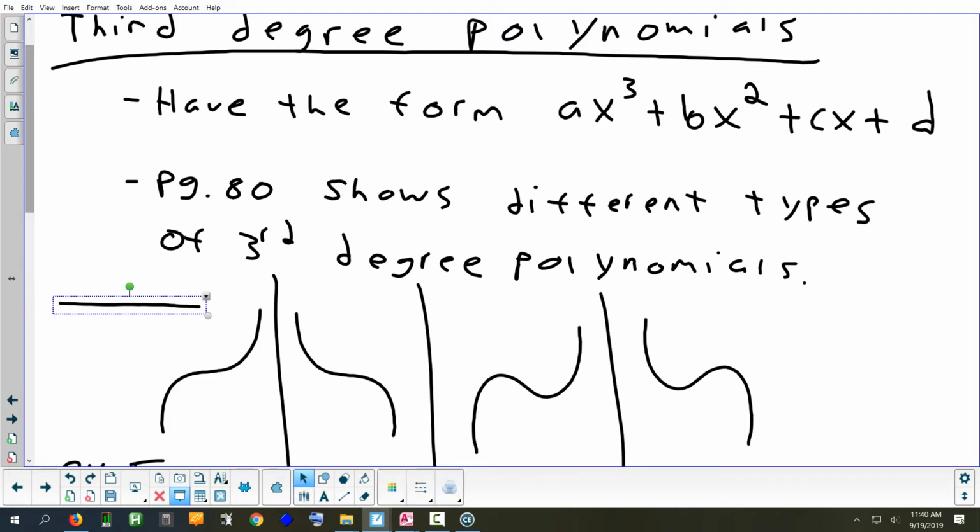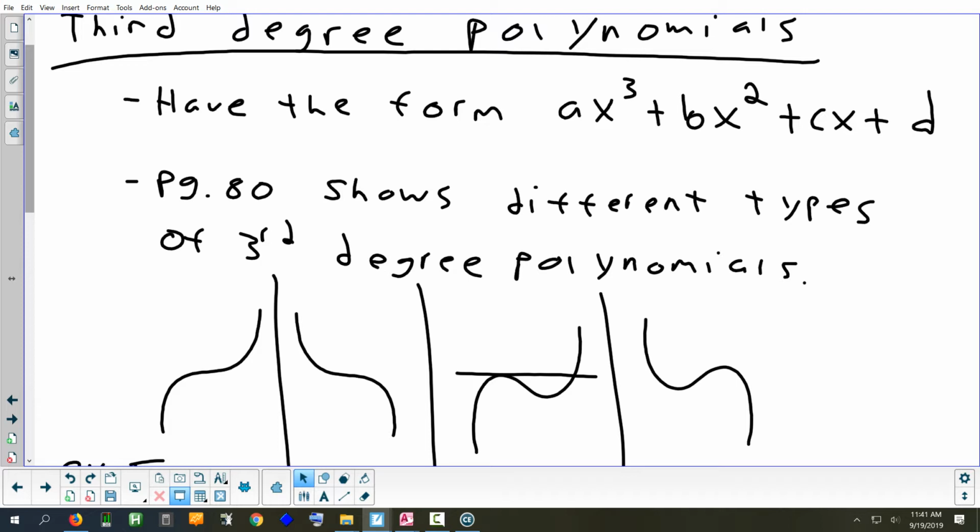Now, how many solutions could you have at most for how many times this crosses the x-axis? At most, yep, 3. There's your x-axis right there, so you could definitely get 3 crossings. What's another amount of crossings you could get? Yep, 1. You could get 1. Anything else? 2. You could get 2 if it was just like that.